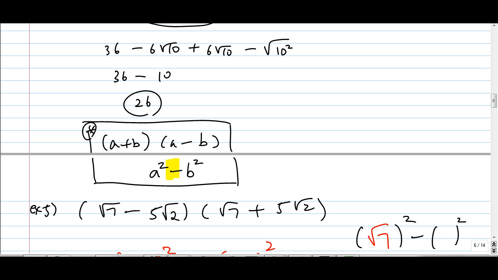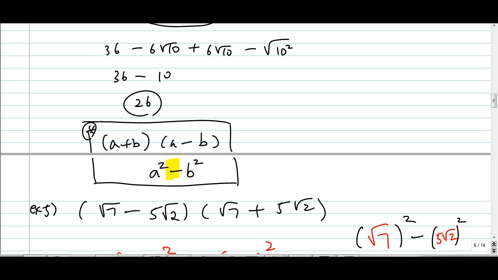Rad 7, what goes in here? Yeah, your B now is 5 rad 2, isn't that right? Your A is rad 7, your B is 5 rad 2. You guys remember this? So you're basically squaring the first term, subtracting, and then squaring the second term. Remember? Difference of squares. That's why it's called difference of squares.